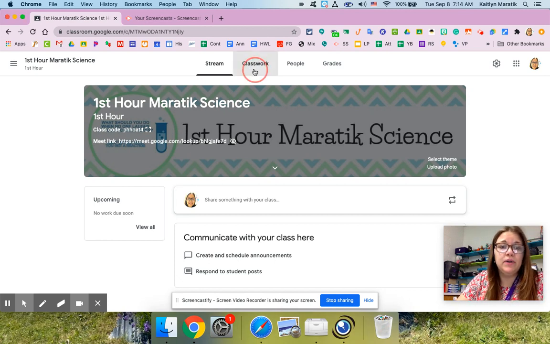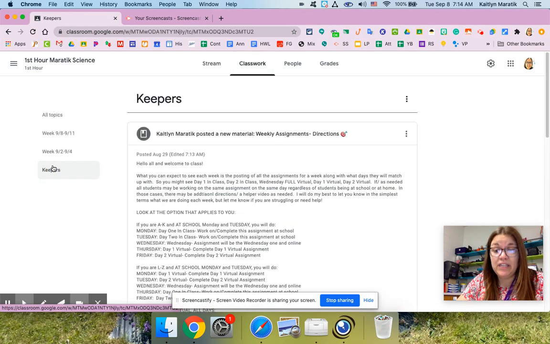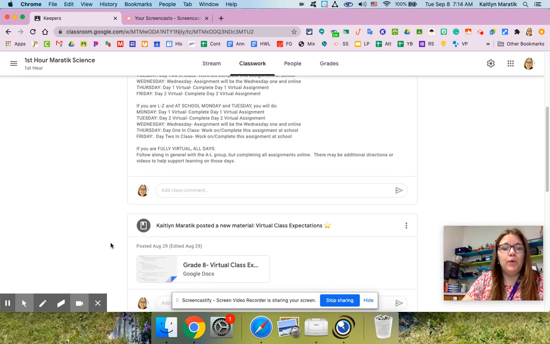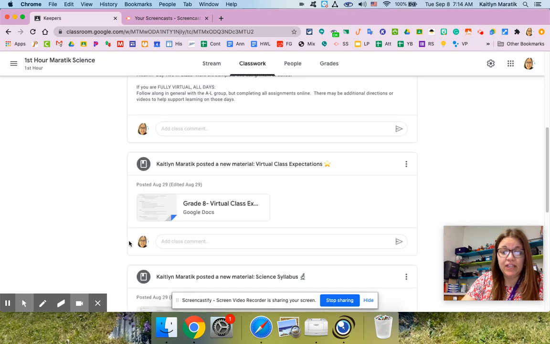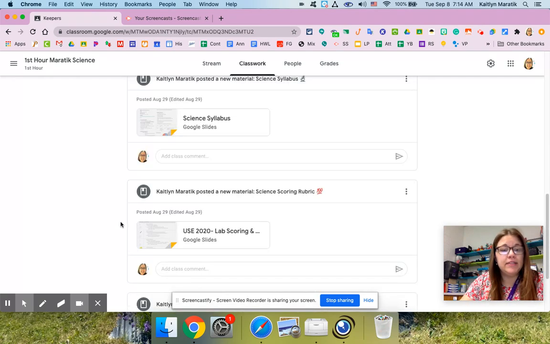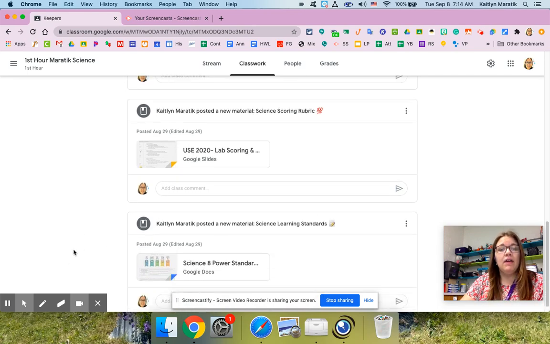I'm in my science Google Classroom, but it looks the exact same in my history. There's an area that says keepers, and in the keepers you've got things that include the weekly assignments, just directions with that, virtual class expectations, and our syllabus. In history, it would say history syllabus. And then there's a scoring rubric. It's basically the same thing in science versus history, if you have me for both of those classes. And then our power standards.